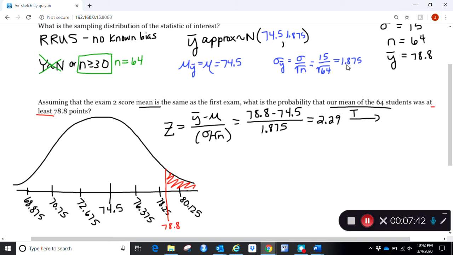Taking that value to the table, we should find 0.9890. Since the table reads left and we are shaded right, we will do 1 minus that value to actually get our probability.